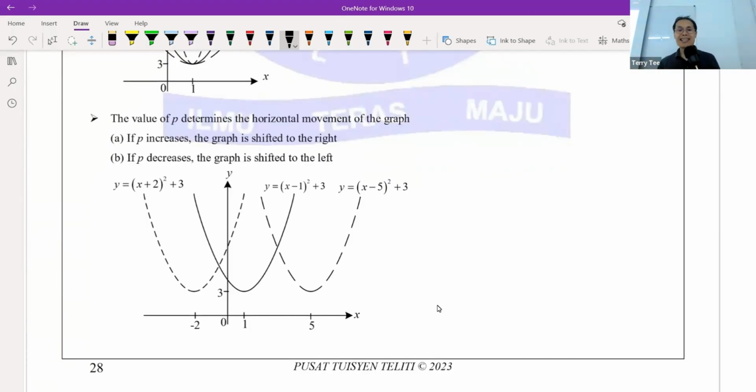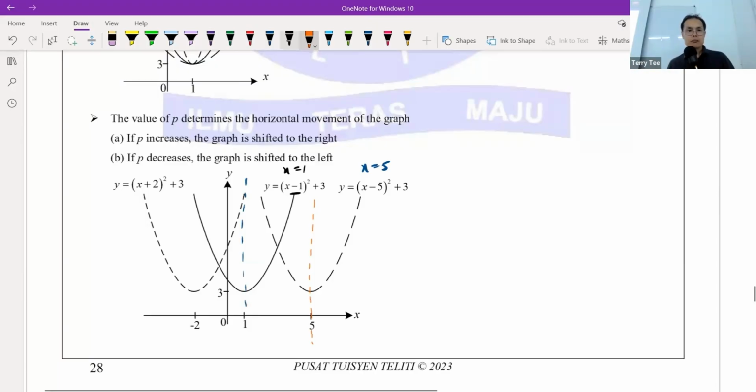If your p increases, or we say positive, the axis of symmetry is on the right. For example, this one, your x is 1. Your axis of symmetry originally is at 1. Okay, let me label here is 1. Now the moment you increase it, this one is increased to 5. What happened to your axis of symmetry? Well, your axis of symmetry is now shifted to the right, by 4 to 5. Now, what if you change this to -2? Your x is now -2. Your axis of symmetry is -2, so the graph is shifted to the left.